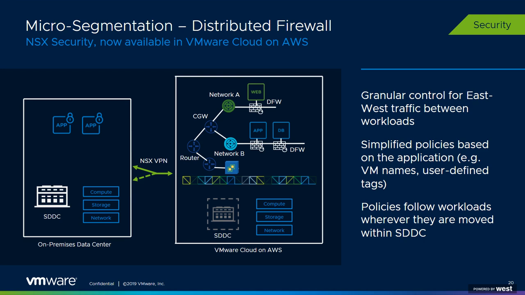And then also, let's say you want to utilize policies which follow your workloads between your on-premises environment and your SDDC and VMware Cloud on AWS. Now you have that quick, easy way to allow for that to take place as well.